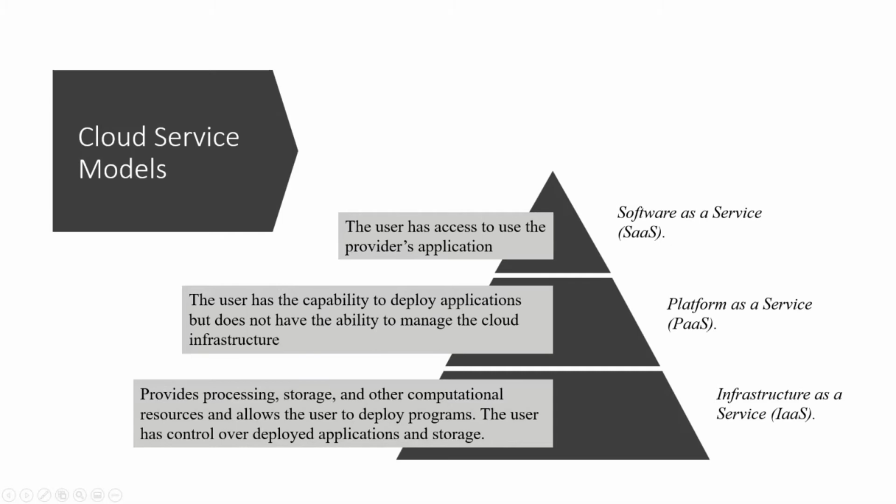Basically, we have three service models for cloud solutions: infrastructure as a service, platform as a service, and software as a service. Infrastructure as a service provides processing, storage, and other computational resources and allows the user to deploy programs. On a platform as a service, the user has the capability to deploy applications, but does not have the ability to manage the cloud infrastructure except for a few environment configurations. In a software as a service application, the user has access to the use of the provided application and does not have access for configuration except those implemented on the application itself. Our application basically works as a software as a service application.